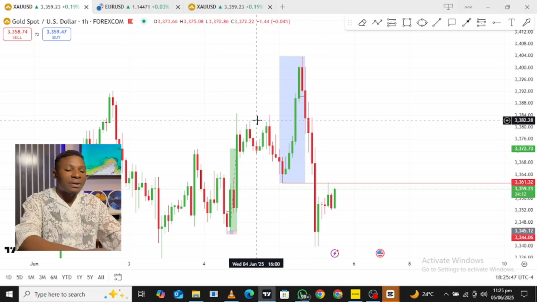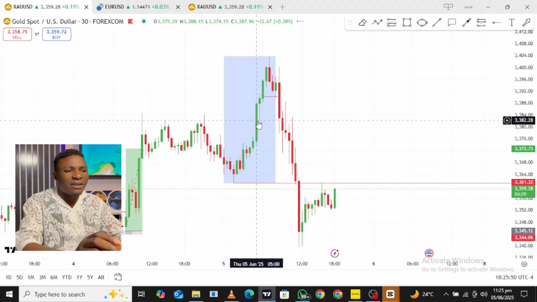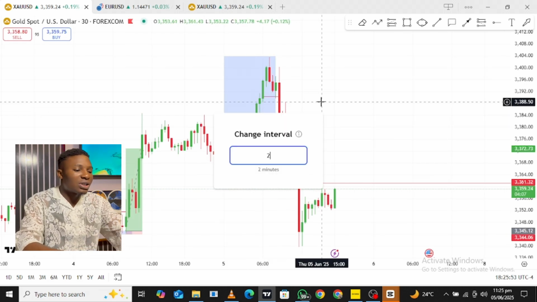So this is the 1 hour time frame. Let's check the 30 minutes time frame. I think the analysis started from the 10 minutes time frame, something like that. Let's check the 30 minutes time frame. Okay.